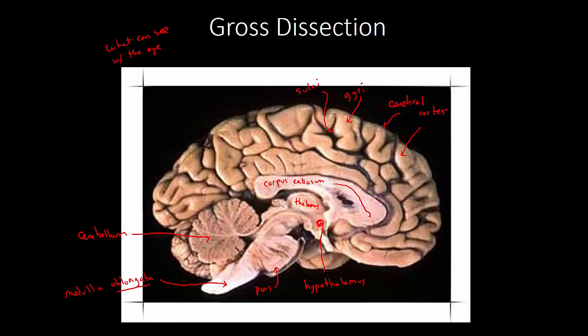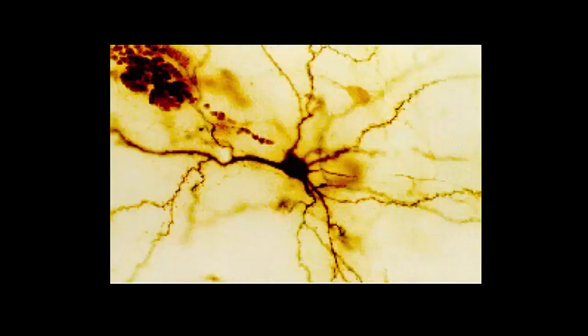Okay, but we can see some things, but can you tell me what this part of the brain does? No. Can you tell me what this part of the brain does? No. These tell me nothing about function, right? They just tell me about structure. So it's fairly limited in how useful gross dissection is.